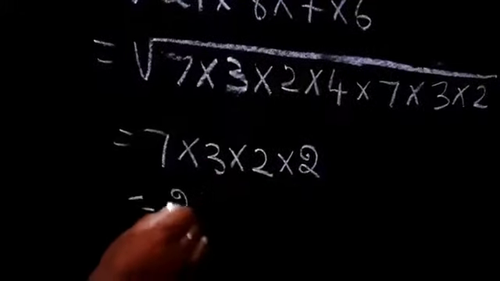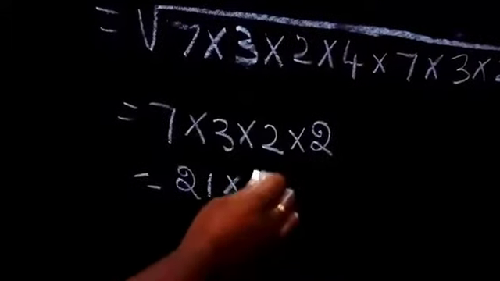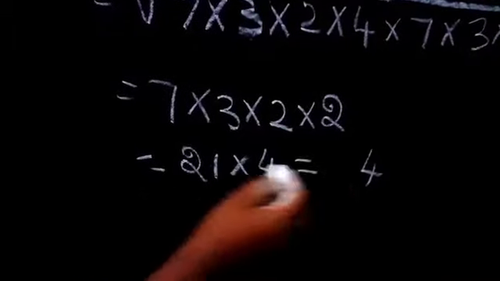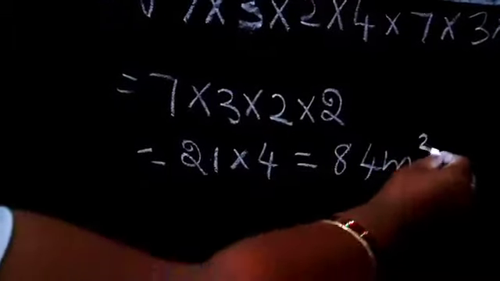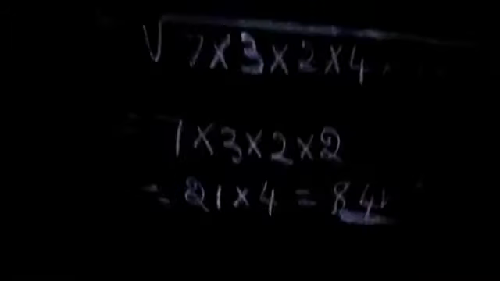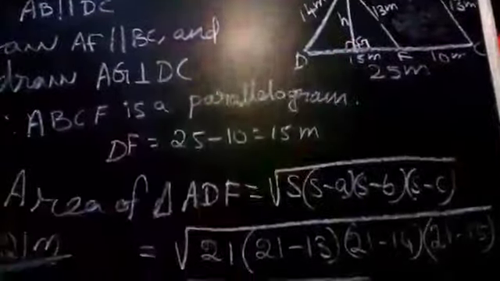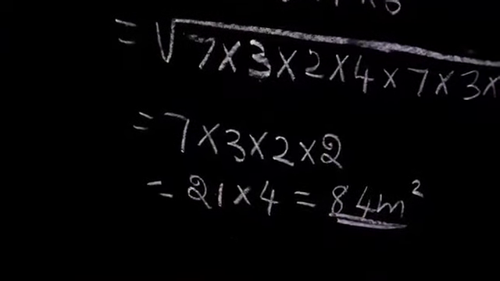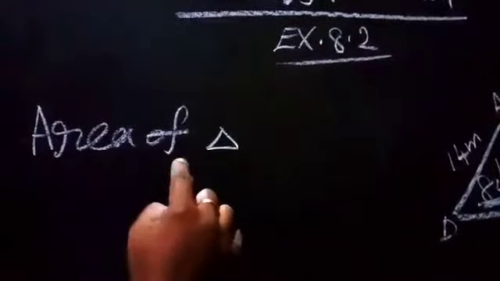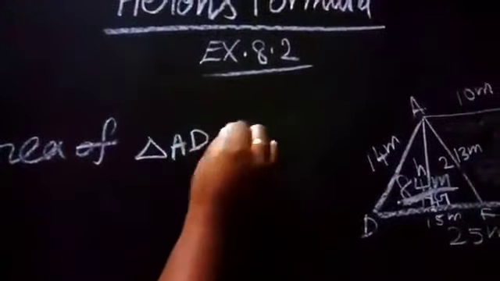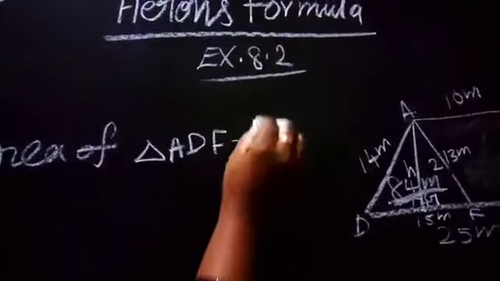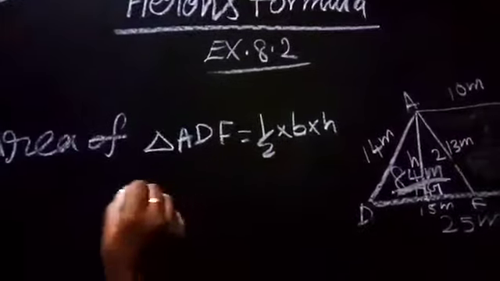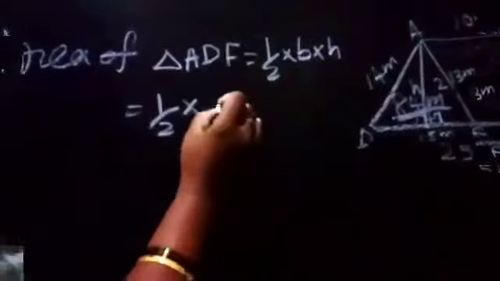7 threes are 21. 2 twos are 4. When we multiply 1 four is 4. 4 twos are 8... 84 meter square we have. This is only for area of ADF. Keeping this value, we'll find the H value now. Area of triangle ADF. What is the formula? Half into base into height. But just now we got through Heron's formula 84 meter square.